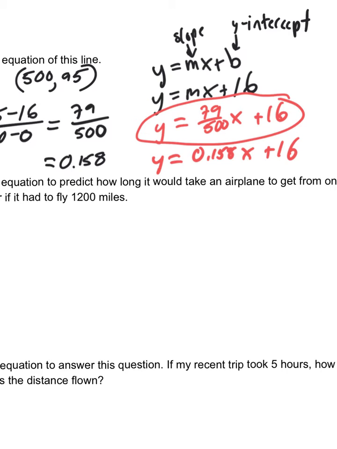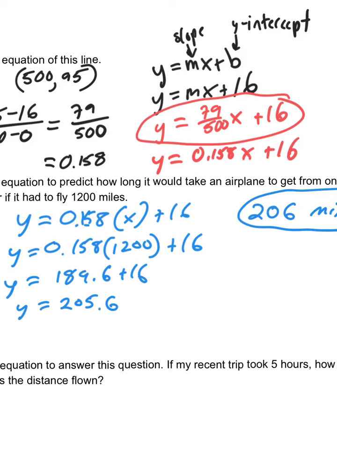Okay, now I'm going to use this equation to predict how long it would take an airplane to get from one gate to the other if it had to fly 1,200 miles. Well, the miles that we fly is x, so I need to plug in the 1,200 in for x into this equation and then find y. That's all I have to do. So I plugged in the 1,200 in for x, and then I just simplified it down, multiplied the 1,200 times the 0.158, added 16, and I got 205.6, and I just rounded that to 206 minutes. So how long would it take to fly the 1,200 miles? I would guess it would be approximately 206 minutes.